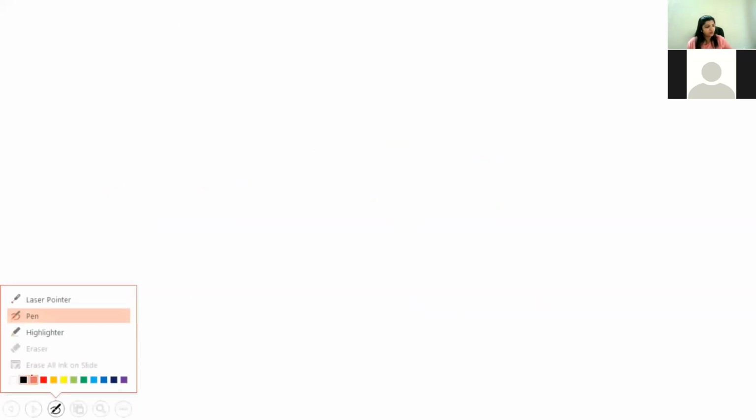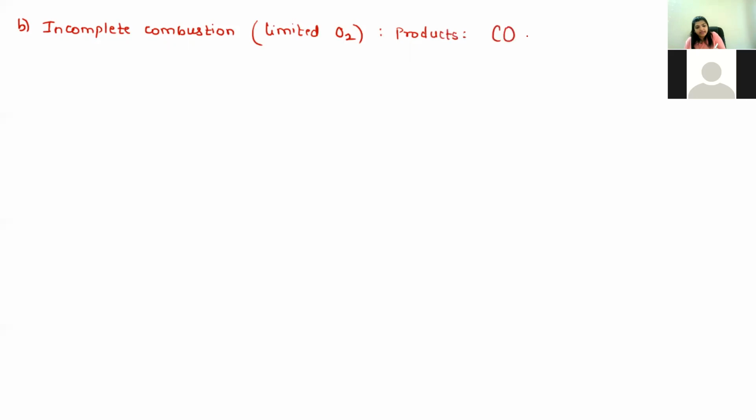Moving on to the second one, incomplete combustion. Incomplete combustion is a reaction in oxygen, but instead of excess oxygen, there is limited O2, which means the oxygen present is in less quantity. So always the product will be carbon monoxide and H2O.